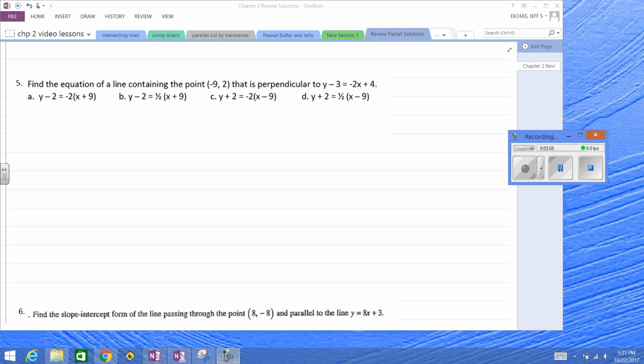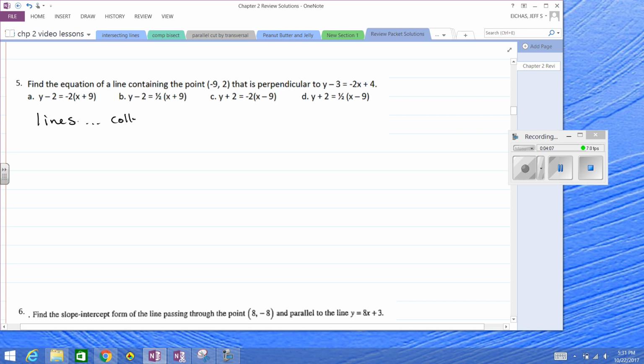So now on to some equation of lines. Now we know lines, remember our definition for lines? You know, the collection of all points on a straight path, right?